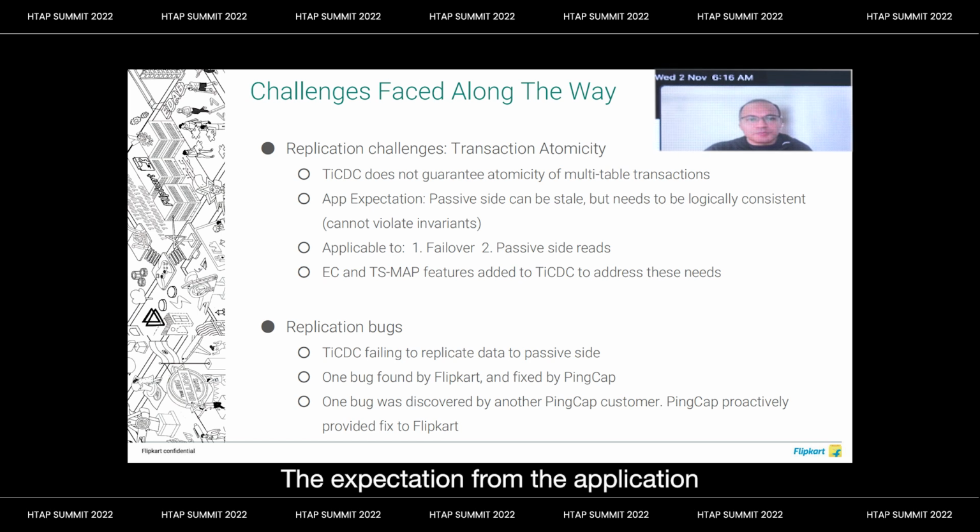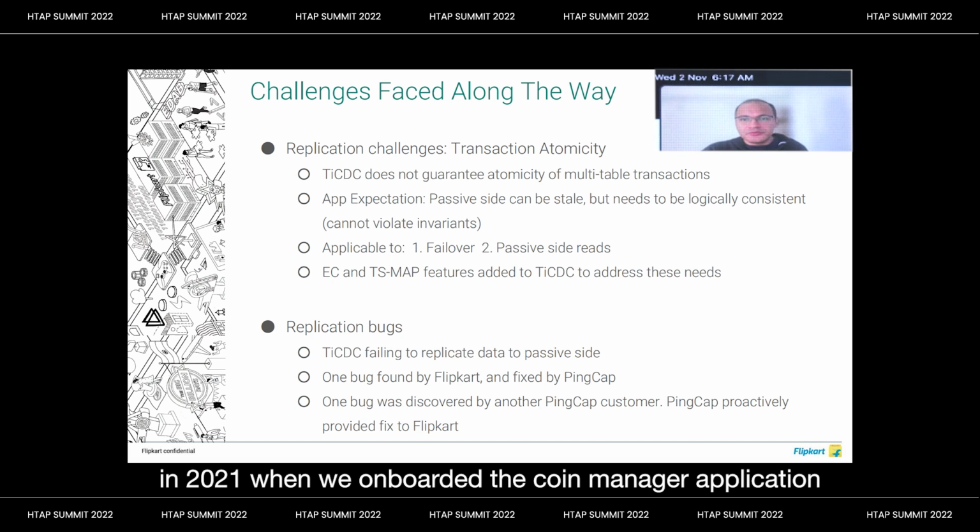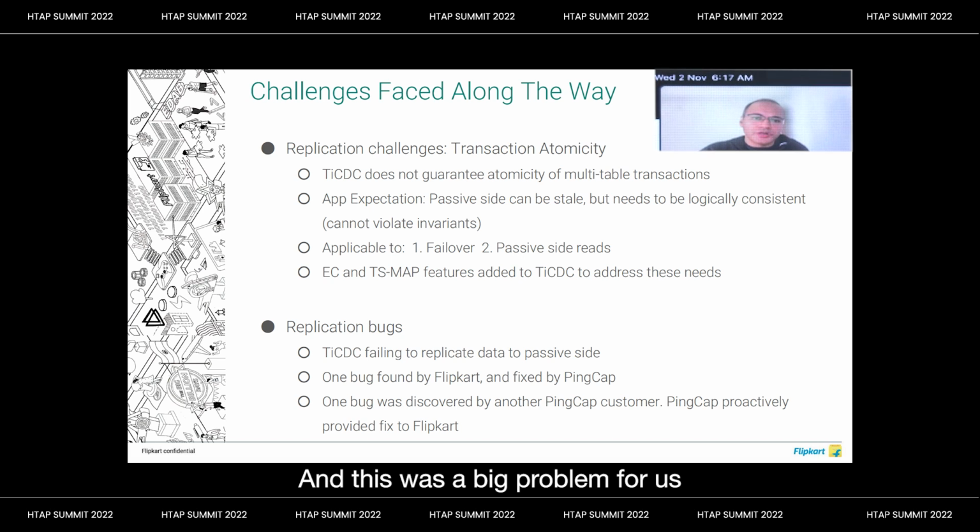And the expectation from the application is that, I mean, we understand it is async replication, so definitely data on the passive side will be stale, but it needs to be logically consistent. We cannot violate the invariants by having different tables with data from different points in time. And this was the state in 2021 when we onboarded the Coin Manager application. And this was a big problem for us.